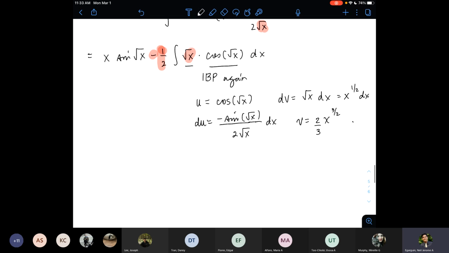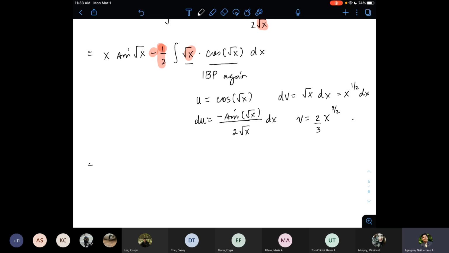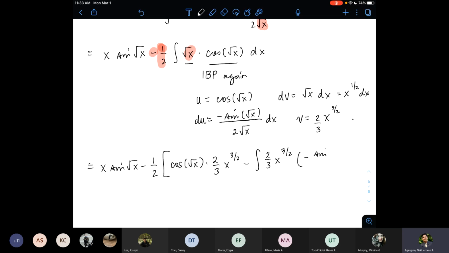Okay. So now, this is getting complicated. Let's do this carefully. I'll copy the uv from above, minus 1/2, and a grouping symbol here. We used IBP again, so we'll have uv. So that's cosine root x times 2/3 x to the 3/2 minus integral of the new v du, which will be 2/3 x to the 3/2 times negative sine root x over 2 root x dx.